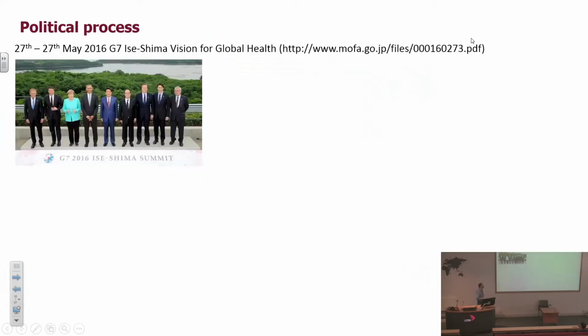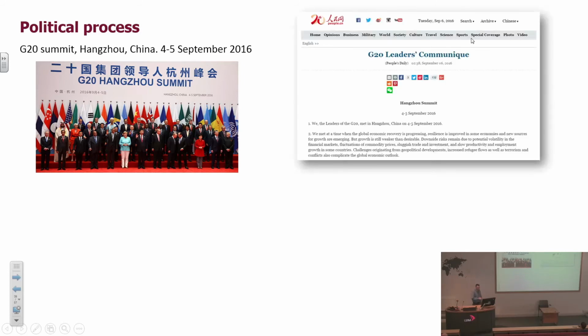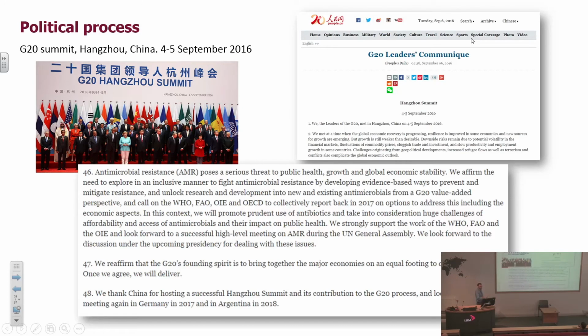Following the publication of the O'Neill Review, it leveraged inclusion at the G7 in 2016, and it formed part of the write-up. You can see here, I think it's point 3, yeah, AMR. So that was the first time it went on to the G7. Because of that, it also then went to the G20 in the same year. You can see Teresa there. And this made it to point 46, which is just above the thank yous. But that was just enough.